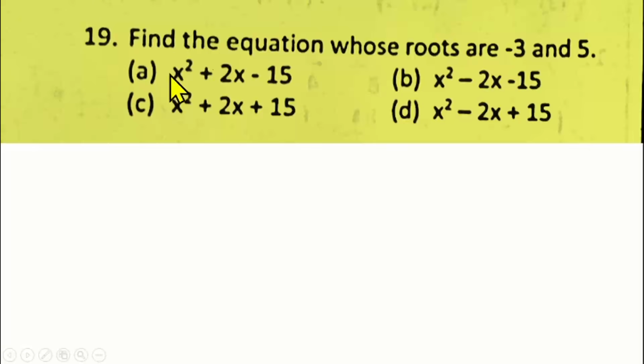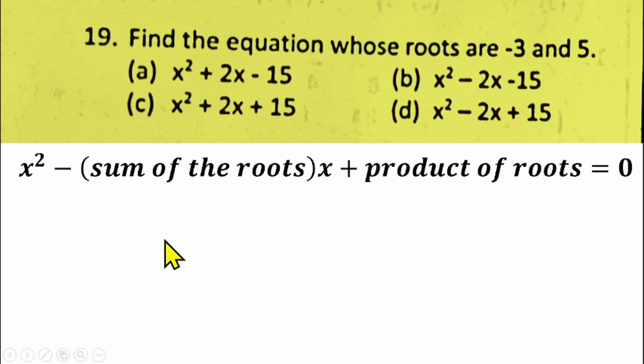Question number 19 is from quadratic equation. We have to find the equation whose roots are -3 and 5. You can do it in a couple of ways, but this is the cheapest way of doing it. This is the template for getting the quadratic equation, given the roots. We are choosing x as the variable in the equation, and if you look at the options given to us, the variable there is x.